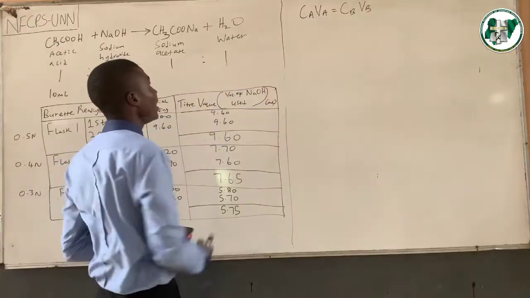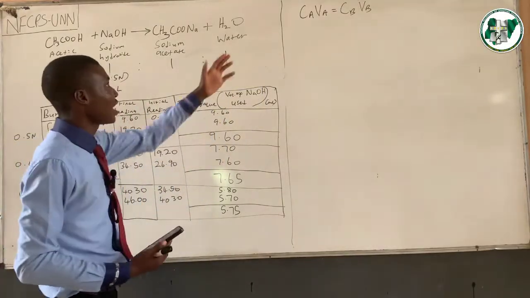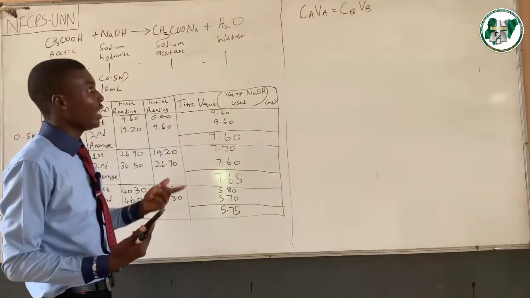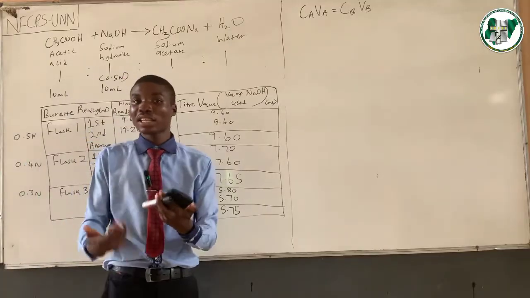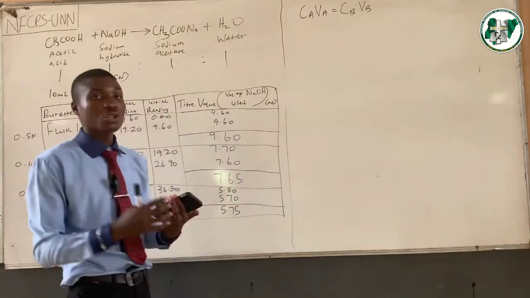So we are still going to be using the formula CAVA equals CBVB. Now, what is our CA? That's the concentration of the acid, the acetic acid. What's our VA? The volume of the acetic acid. In this case, we are using 10 mil, because out of the filtrate we are just measuring 10 mil of the acid. So our VA continues to be 10 mil.